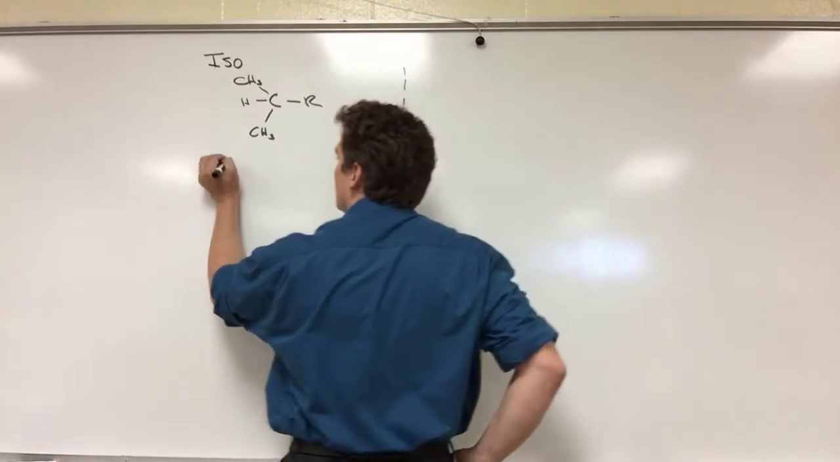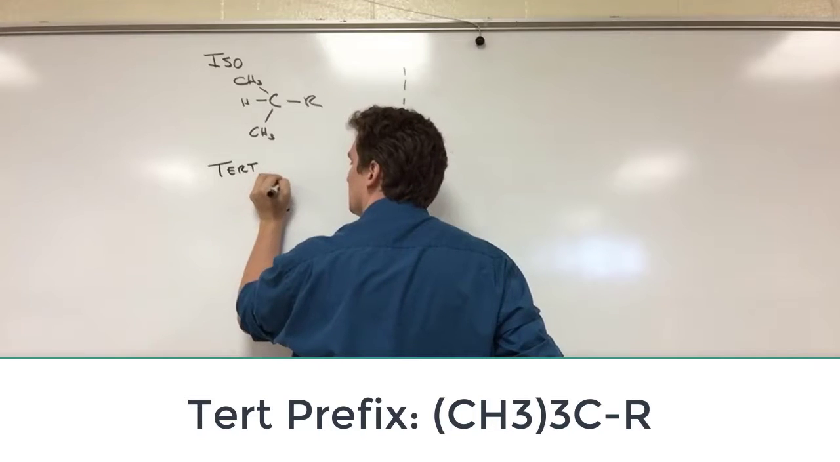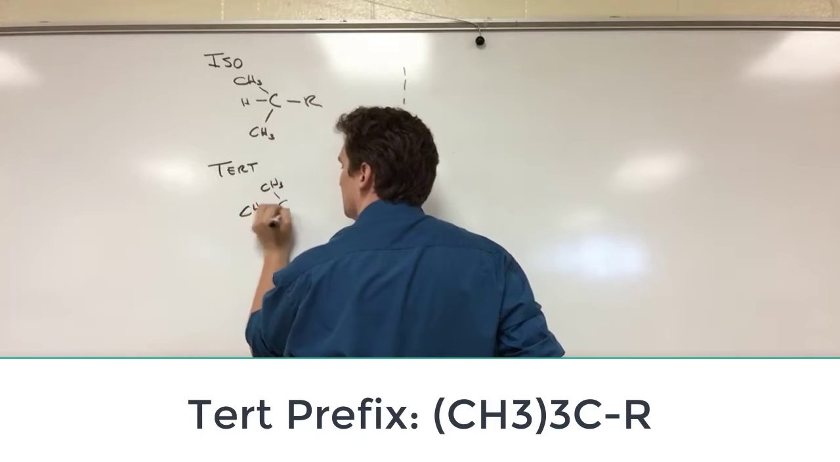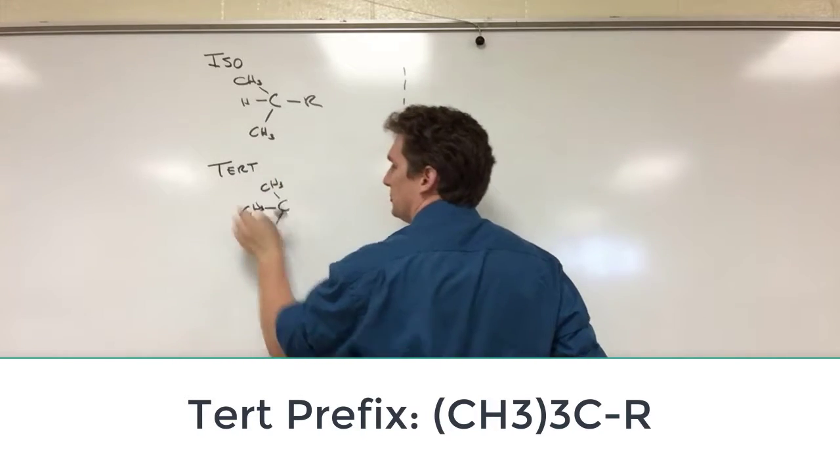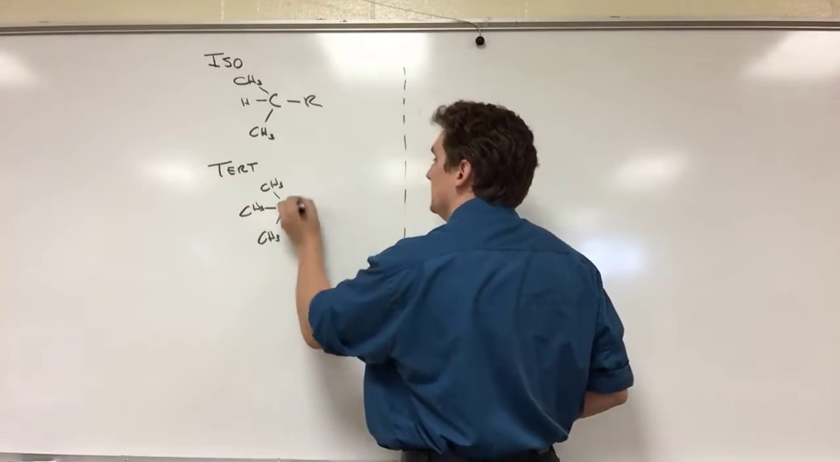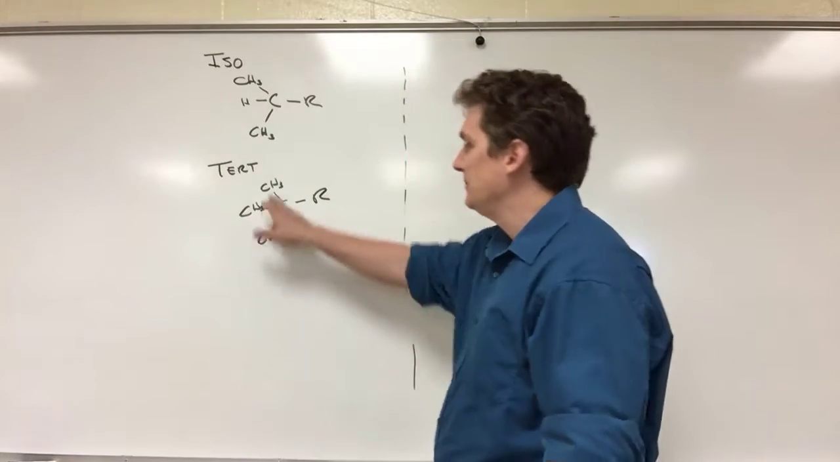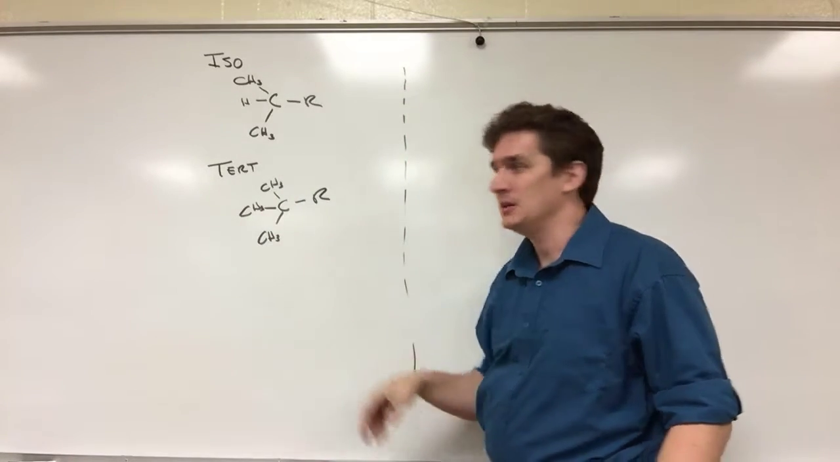We also have the tertiary, or tert. The tert refers to a carbon with 3 carbons attached to it. Ergo, the tert, or tertiary, or 3 carbon, something attached to it. So tert-butyl alcohol, tertiary butyl alcohol, has this functional group with the R hanging off of it.